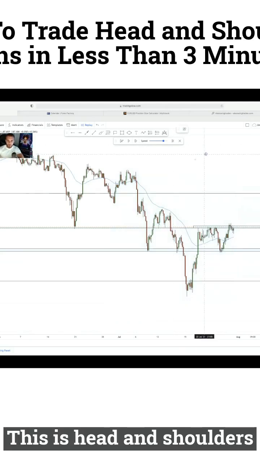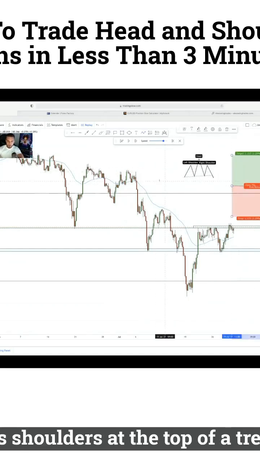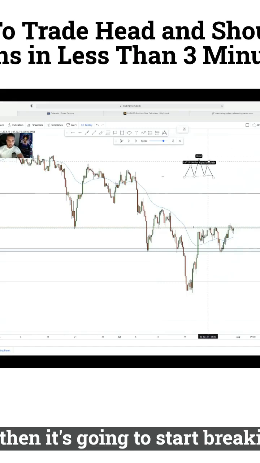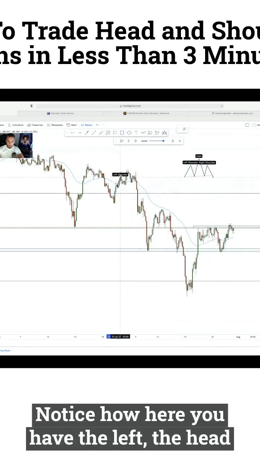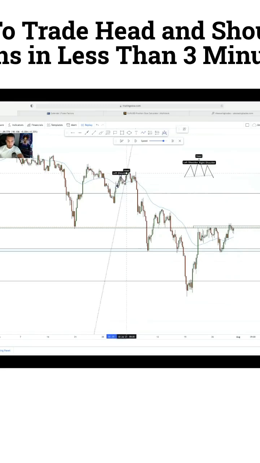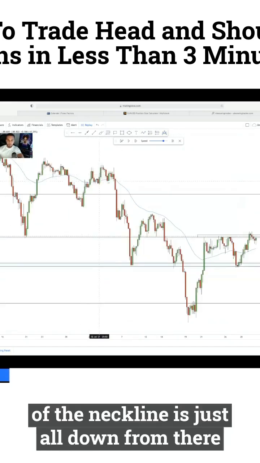This is head and shoulders number one. In this case, where is the head and shoulders? At the top of a trend, and then it's going to start breaking and heading to the downside. Notice how here you have the left shoulder, the head, and then the right shoulder. It's never going to be perfectly clean like this, but you can see it here at this level. Once we have the break of that neckline, it's just all down from there.